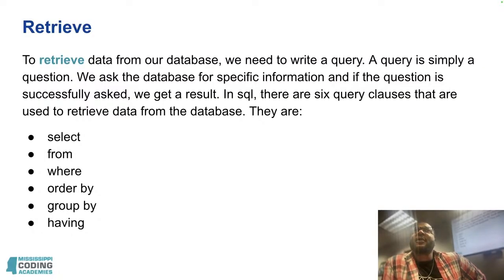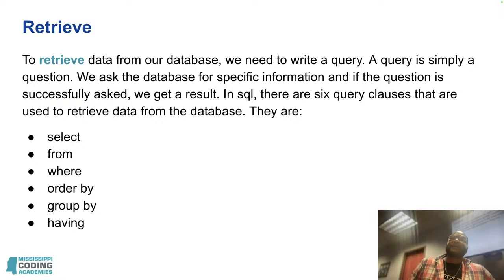To retrieve data from our database, we're going to write what's called a query. A query is simply a question. We're asking for information from the database. If we ask the database correctly, then we will get a desired result. If we ask it incorrectly, we'll either get an error or we won't get the result that we want. Along with everything else in development, it's all about how we're talking to these computers, and we have to make sure that we're talking to the computer correctly.